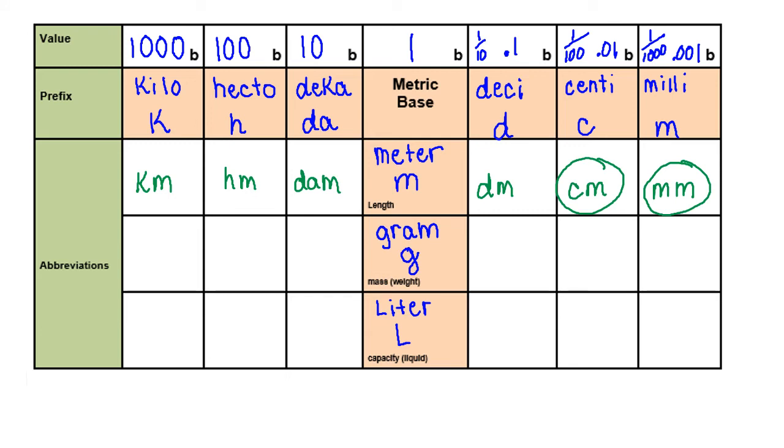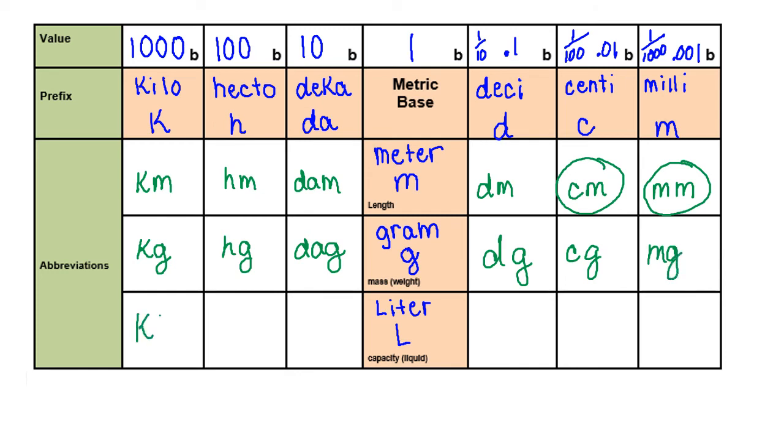For grams, we're going to have kilograms, hectograms, and decagrams. And then our decigrams, centigrams, and milligrams. Likewise for liters, kiloliters, hectoliters, I use a capital L. That way it doesn't look like a 1 there when you're talking about liters. Centiliter and milliliter. Very good.